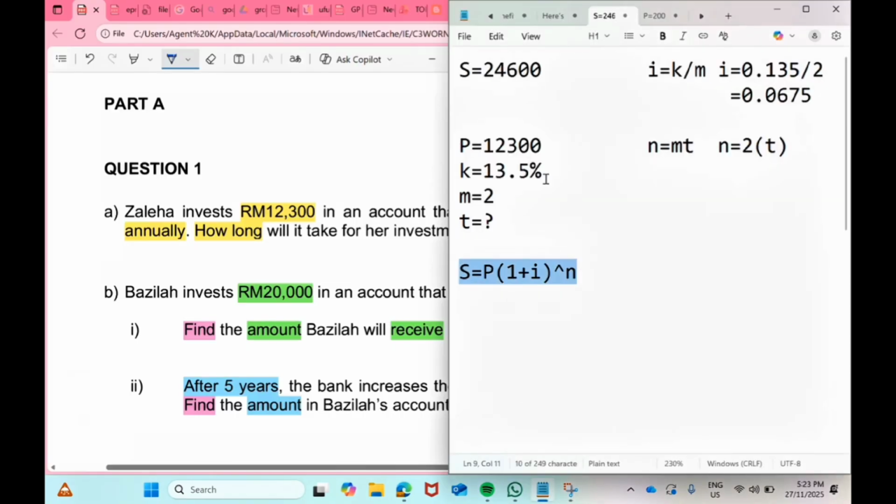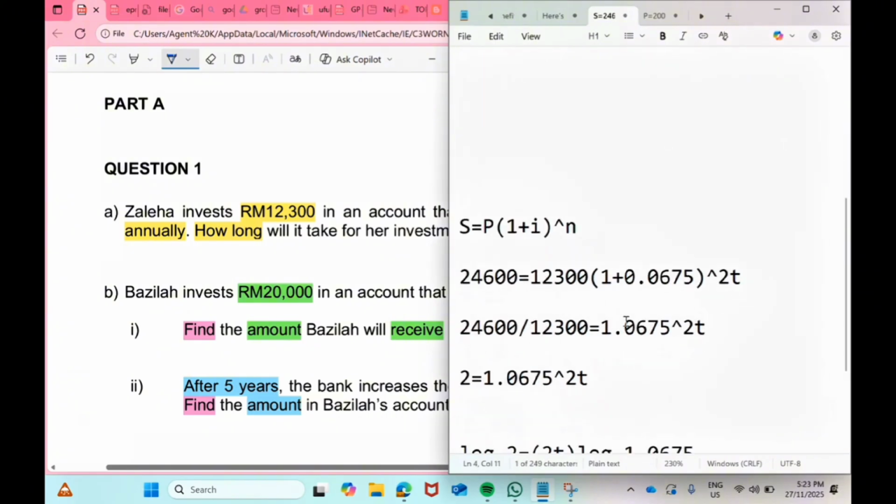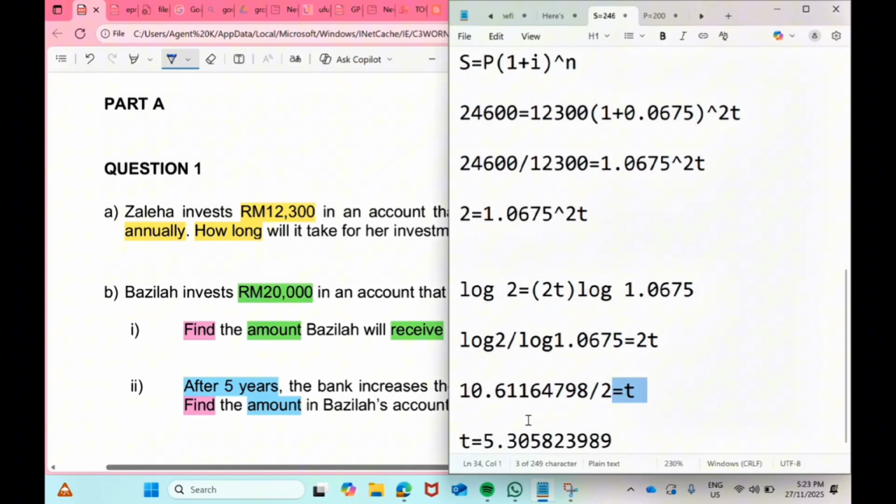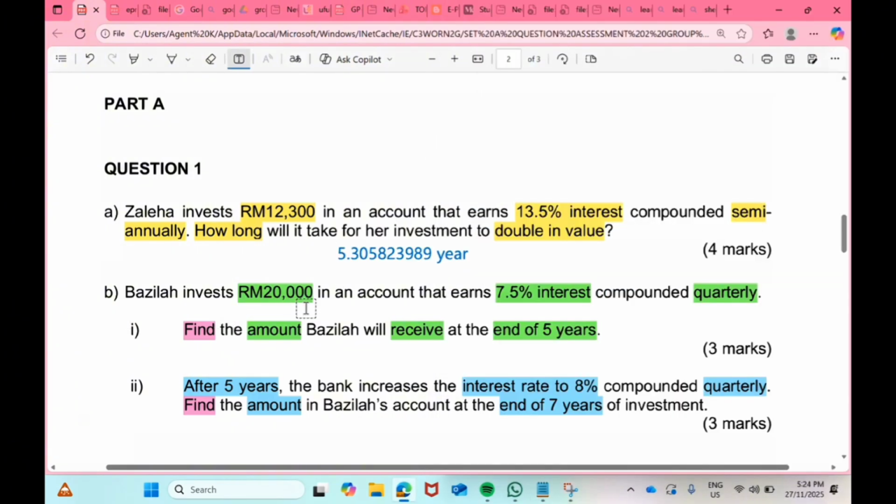This is the formula we'll be using. I is for periodic interest rate and this is the term of the investment. So we'll just put in the numbers here. And until here, we need to use log because the time is in the form of power. So to bring it down, we need to use log. Once we've done that, we bring log over to the other side to divide itself, and then we bring 2 to the other side to get the final answer, which is 5.30582398.9.